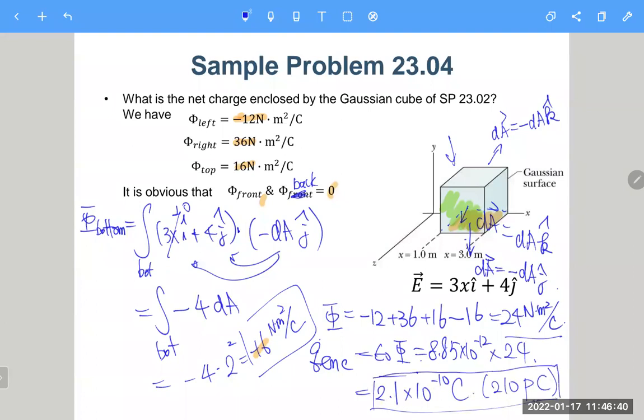Actually, here we only know there are totally 210 picocoulomb of charge inside this cube, but we are lacking information on how the charge is distributed inside to really generate this flux. What we only know is the charge amount inside the box.